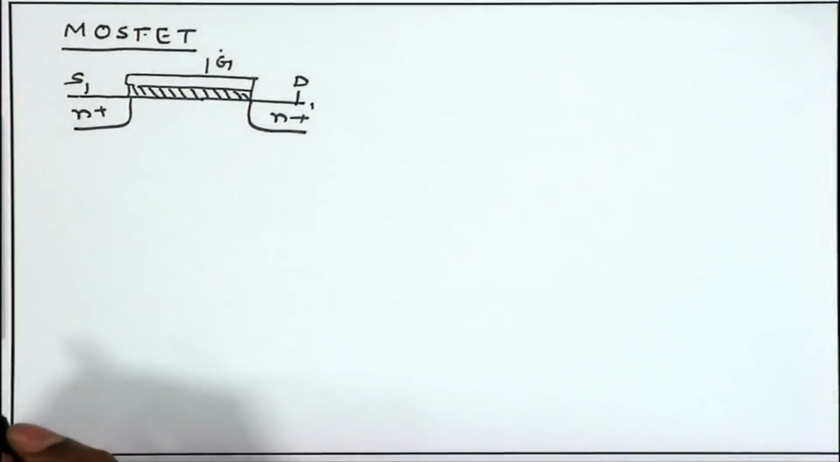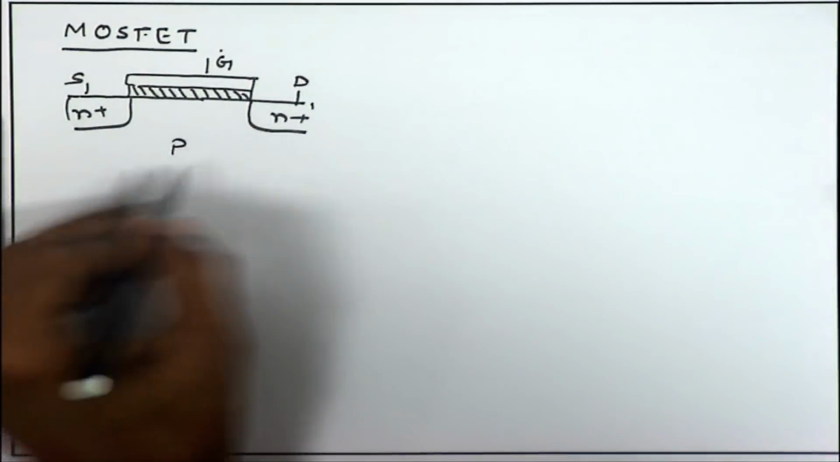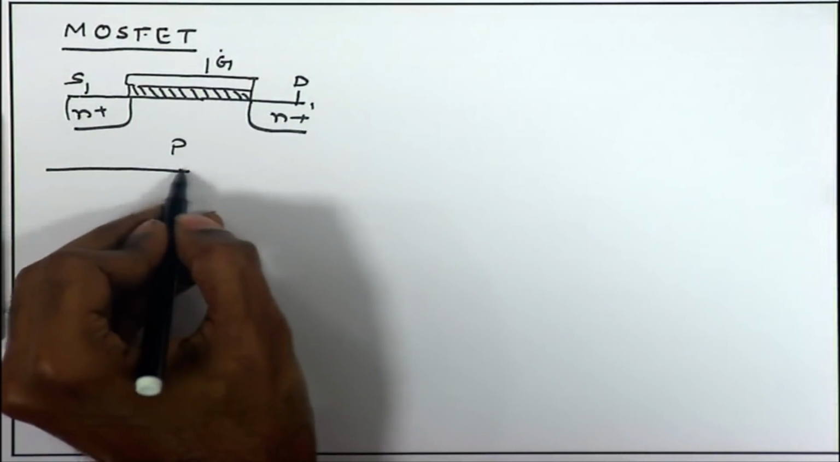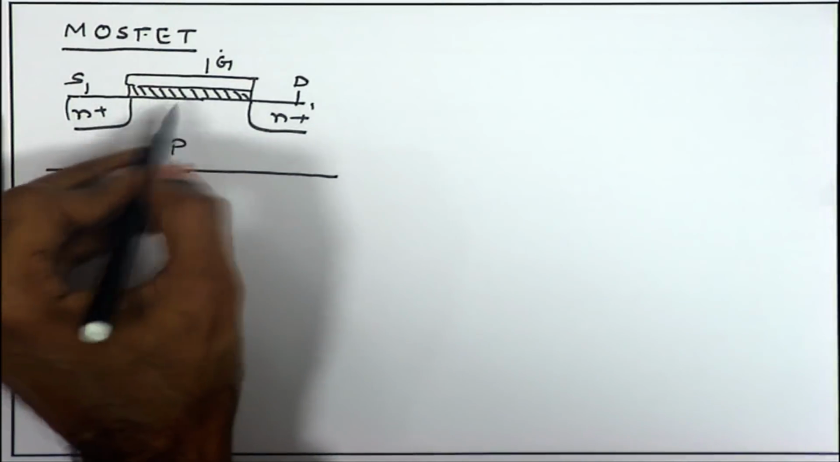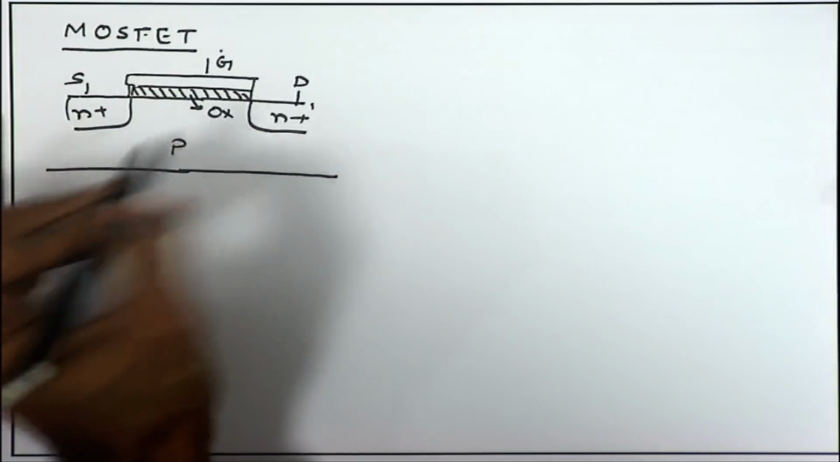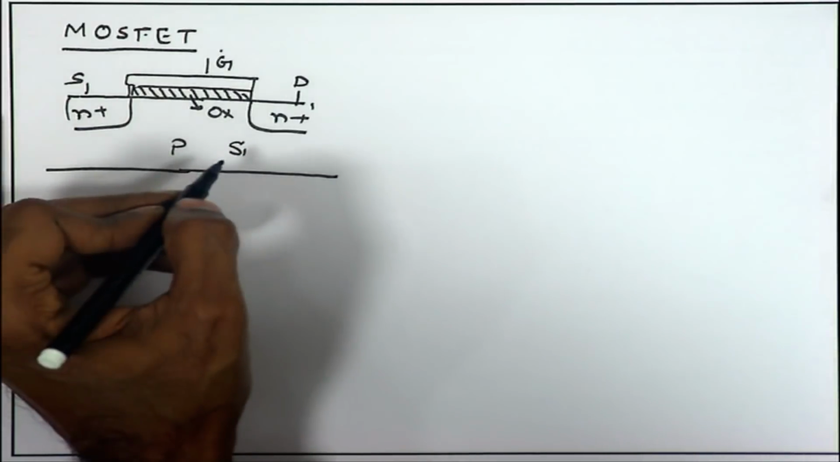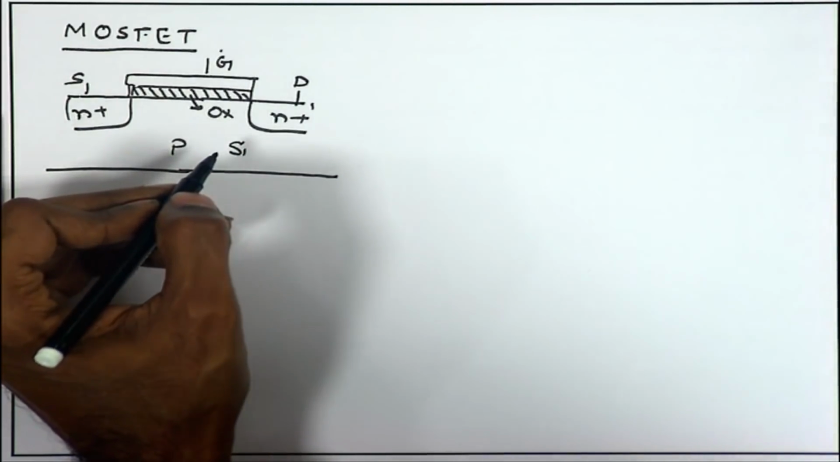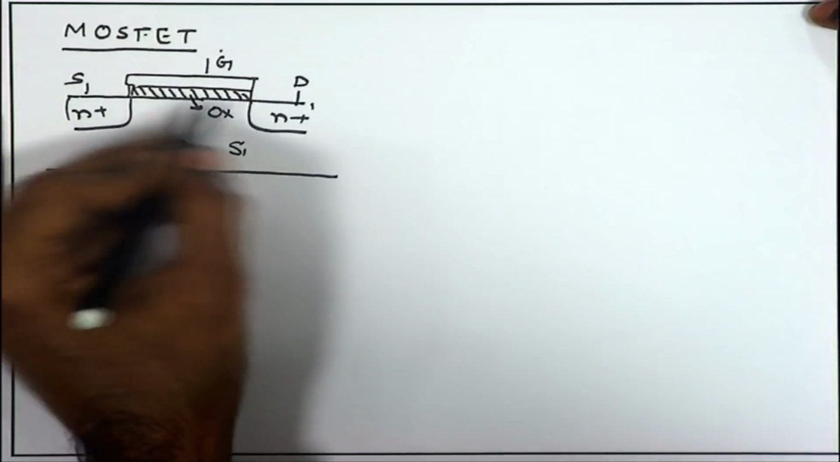So, this is the basic structure of a MOSFET. For an NMOSFET, you may have a P type substrate that you start with. On top of that, you have a thin gate oxide created. So, you have an oxide layer, SiO2. The reason why silicon has been so popular and not germanium is because Si has a native oxide which is very well matched with the silicon.